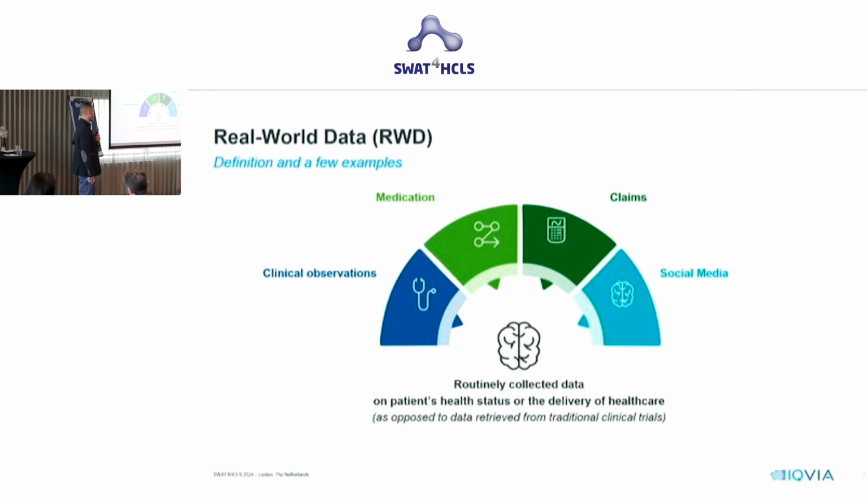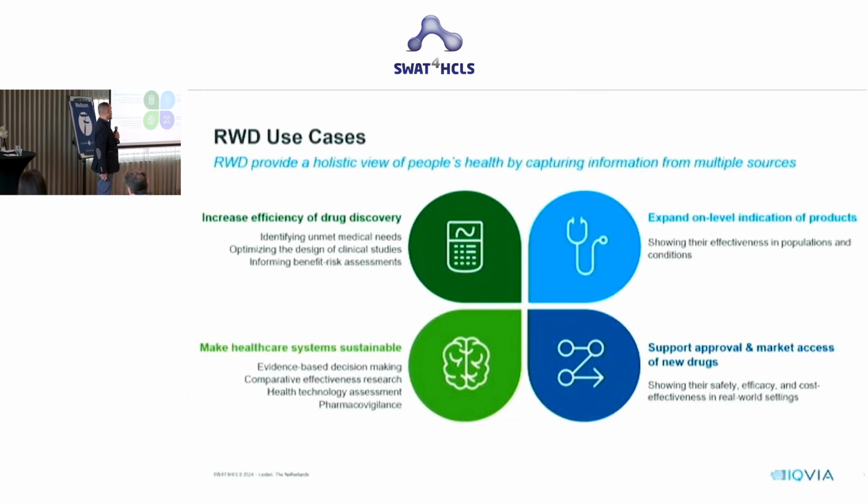So real-world data is collected routinely from a variety of data sources, from clinical observations, medication claims, and social media feeds. And it's on patient health status or the delivery of healthcare. And this is opposed to the data typically retrieved from clinical trials. And the value of this data resides on its potential to provide a holistic view of people's health.